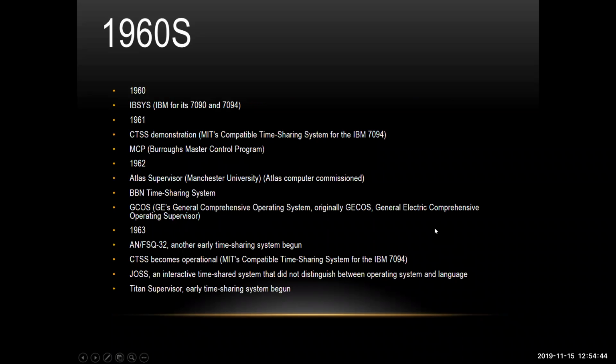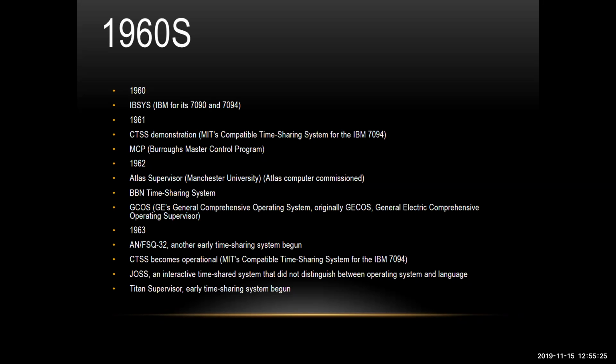And then the 1960s, we started with IBSYS. It's for the IBM 7090 and 7094. IBSYS is the discontinued tape-based operating system that IBM supplied with its IBM 7090 and IBM 7094 computers. And then 1961, we had the CTSS demonstration. It's MIT's Compatible Time-Sharing System for the IBM 1794.